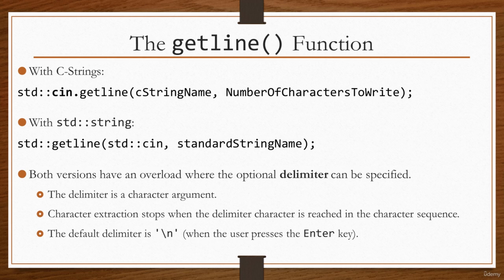The delimiter is a character argument. Character extraction is going to stop when the delimiter character is reached in that character sequence. The default delimiter is the new line, so in other words when the user presses the enter key, otherwise it is the argument delimiter.